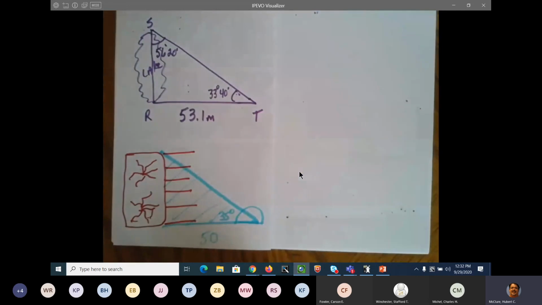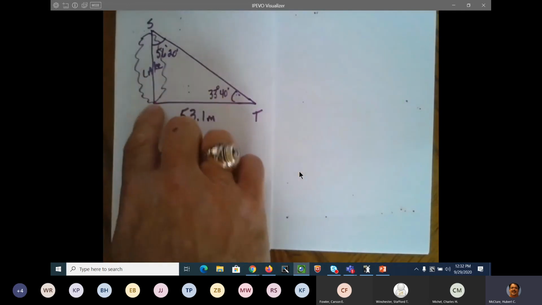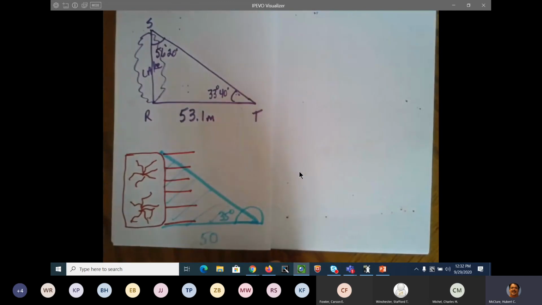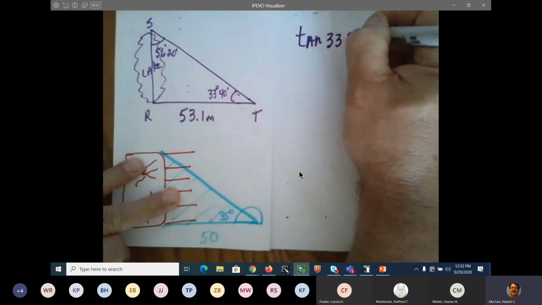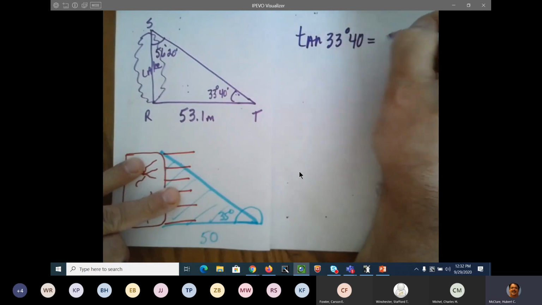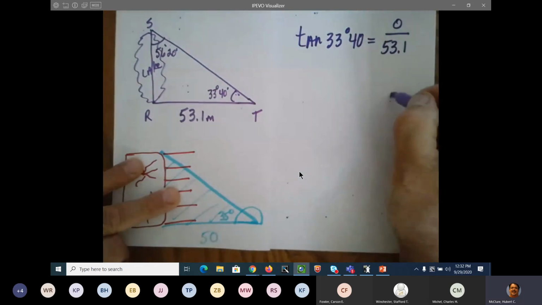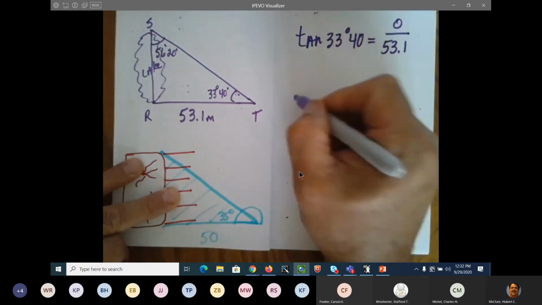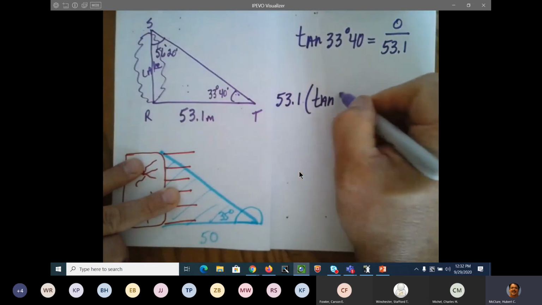Okay. And they give us this angle right here. They want to know this distance. So that's opposite. So Oscar had a hunk of apple. It's going to be the tangent. So tan of 33.40 is equal to opposite over 53.1. Multiply both sides by 53.1. 53.1 times the tan of 33.40.